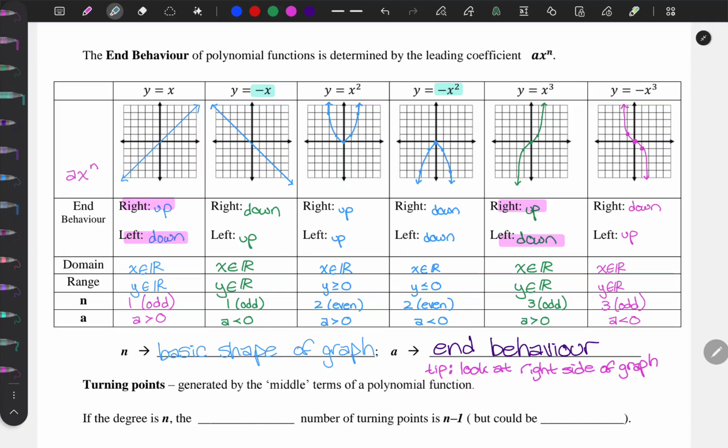On the flip side, if we have an even degree, if it goes up to the right, notice how it also goes up to the left. If it goes down to the right, it goes down to the left. That is what the degree determines.